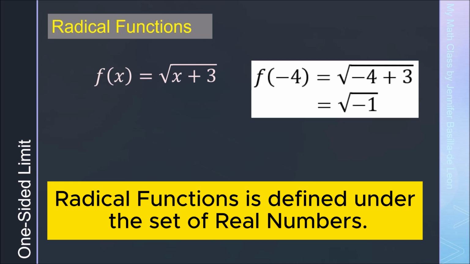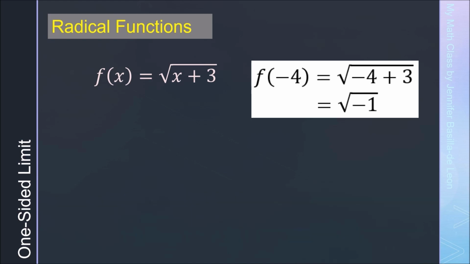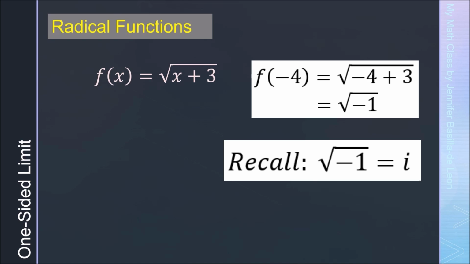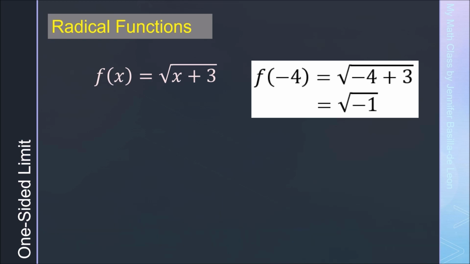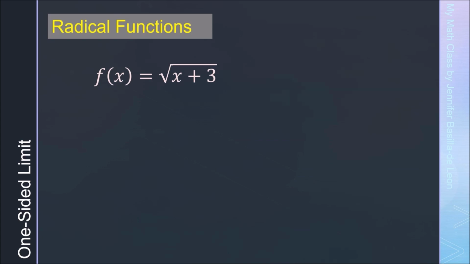Notice that if we substitute a number that is less than negative 3, the function is not defined, since the result is the square root of a negative number. Recall that the square root of a negative number is an imaginary number. The smallest number that we can substitute for x such that the function exists is negative 3.